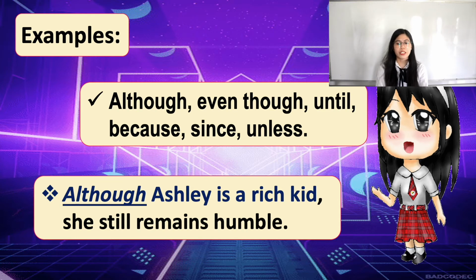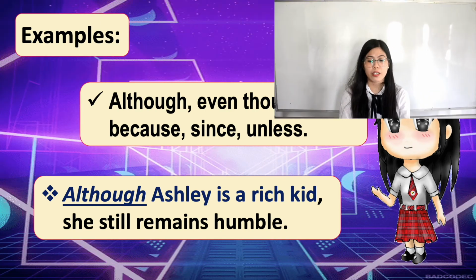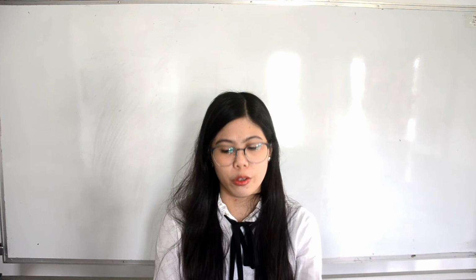So if you're going to read again, although Ashley is a rich kid, the idea is incomplete because we don't know what she became knowing that she is a rich kid. We don't know if she will grow bad or if she will grow smart, something like that. So again, our dependent clause here is although Ashley is a rich kid. And what makes it a dependent clause? Okay, because of the subordinating conjunction, although.